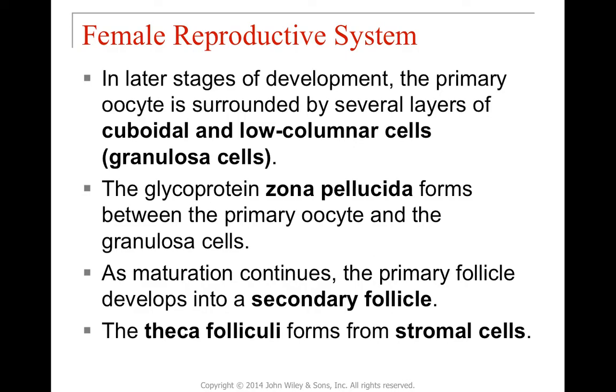It's going to be surrounded by multiple different layers of columnar cells. These are called granulosal cells. They're eventually going to become the cumulus mass. And the zona pellucida is going to form between the primary oocyte and the granulosa cells. And it's made of glycoproteins, and it's basically going to be like a large fence that surrounds the whole primary oocyte and is going to be the very last barrier to fertilization.